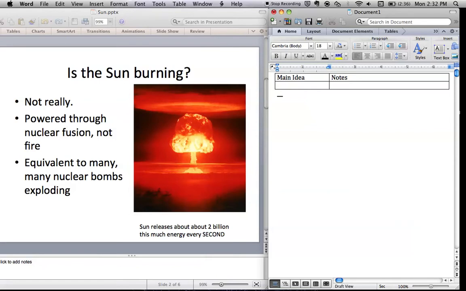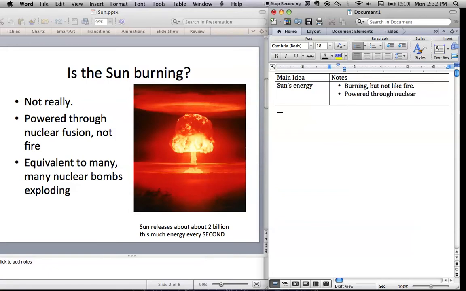So for the main idea, we'll say it's the sun's energy. It's burning, but not like fire. It is basically the equivalent of many, many, many nuclear bombs exploding all at once. So it's powered through nuclear fusion.